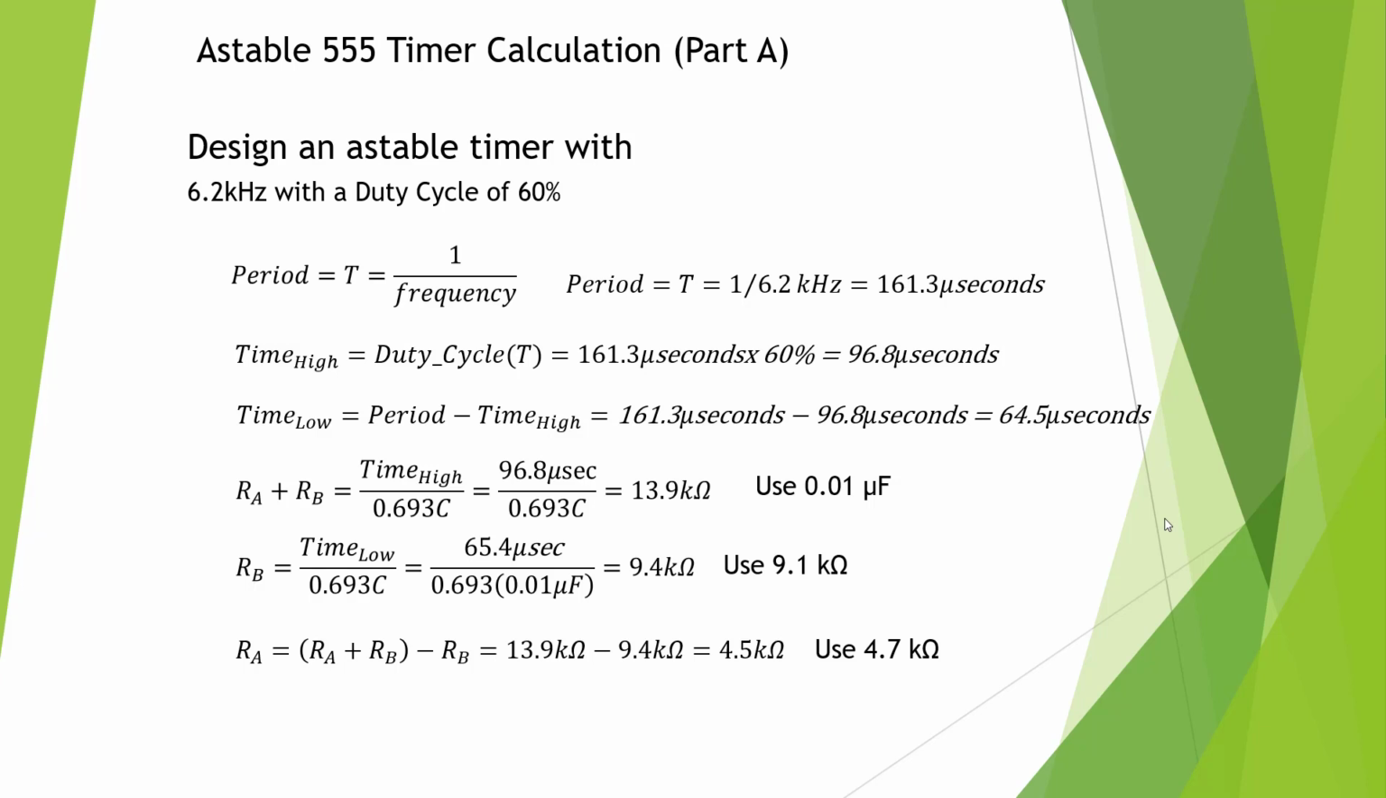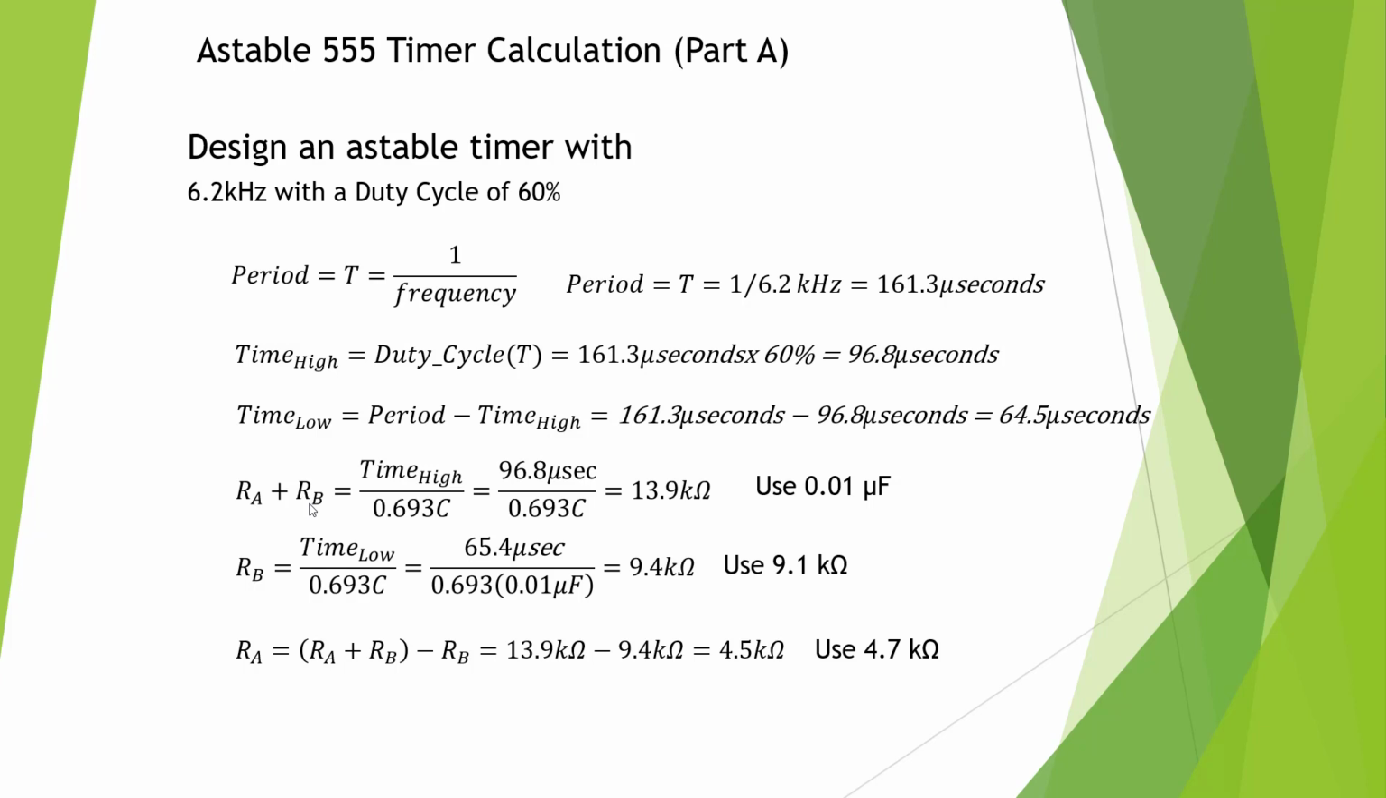Here's the mathematics behind the first astable timer that we asked for, 6.2 kilohertz and a duty cycle of 60%. So the first thing we need to figure out is the period based on our frequency of 6.2 kilohertz. We come up with 161.3 microseconds. Our time high is going to be our duty cycle times our period, which comes out to 96.8 microseconds. For time low, we're going to take the period and subtract the time high, and we're going to end up with 64.5 microseconds. And we're going to put it in the formula.